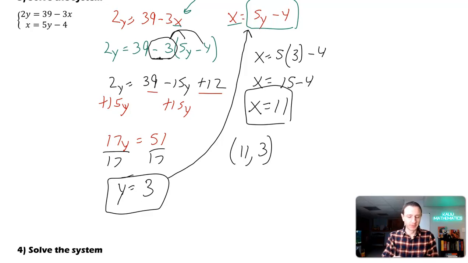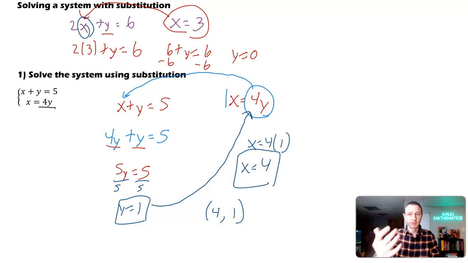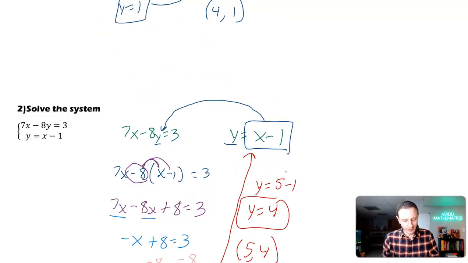So these last couple problems that we just did, we had an easier scenario because we had a variable by itself. So here I had x equals 5y minus 4. So that was a pretty straightforward substitution. I'm going to replace x with 5y minus 4. And then on this one, I had x equal to 4y. So I'm going to replace x with 4y. This one, I had y is equal to x minus 1. So I'm replacing the y with x minus 1.